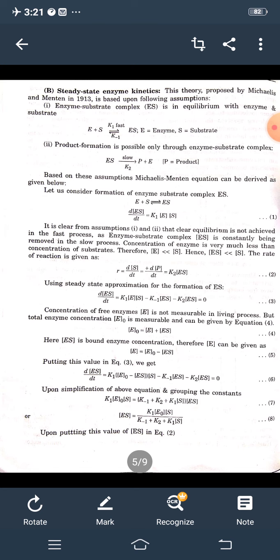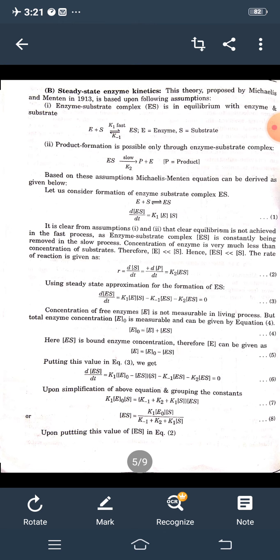The rate of reaction is given as rate equals dS/dt equals plus dP/dt, meaning K2[ES]. Using the steady state approximation for the formation of ES, d[ES]/dt is equal to K1[E][S] minus K-1[ES] minus K2[ES] is equal to 0.